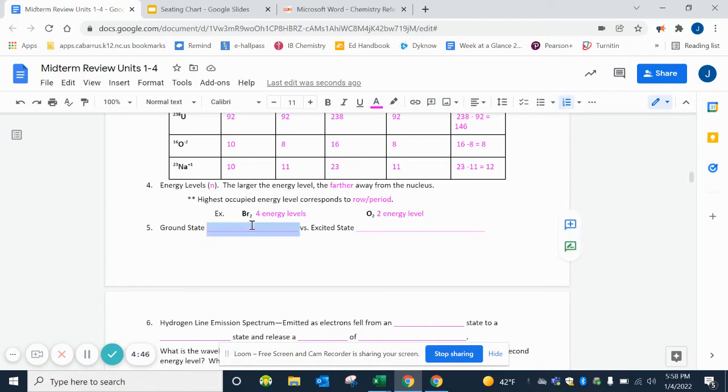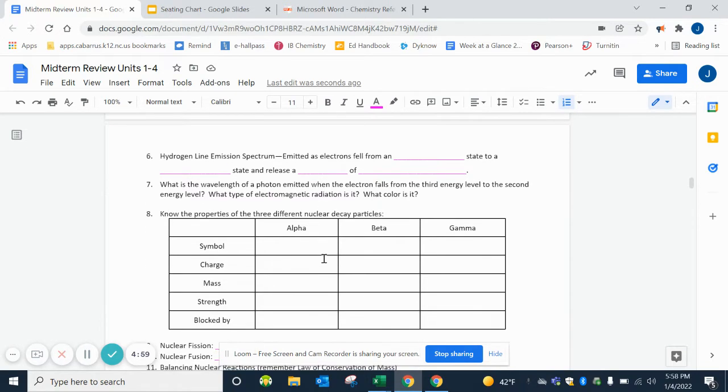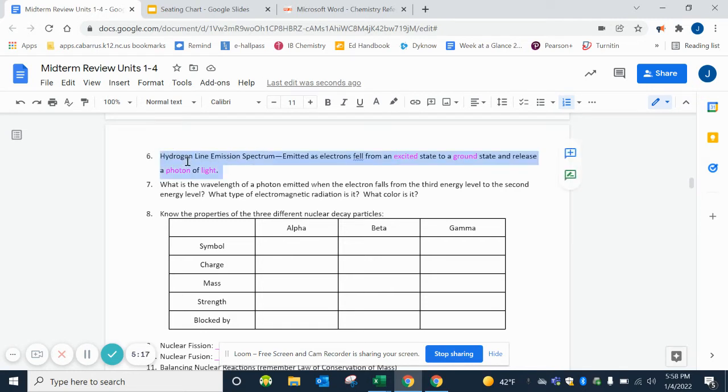Just some definitions here. Ground state is low energy. Excited state is higher energy. Hydrogen line emission spectrum is emitted as the electrons fall from an excited state to a ground state, and they release a photon of energy. Sometimes that energy we can see as light. Now, I would highlight or star number 6. This is definitely going to show up on the midterm, and a lot of you missed that on your test.